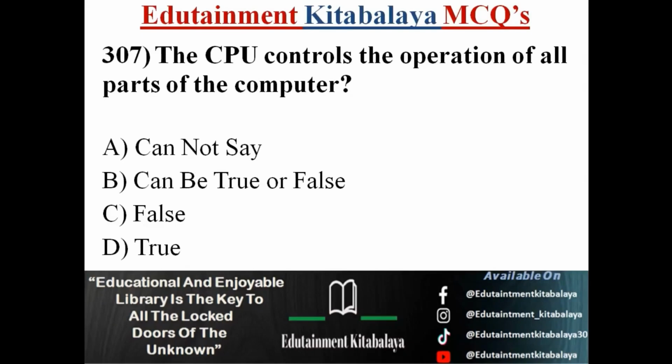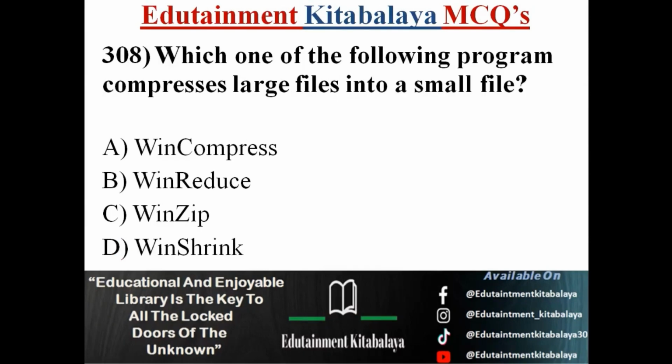Number 307. The CPU controls the operation of all parts of the computer? A. Cannot say. B. Can be true or false. C. False. D. True. Correct answer is D. True.